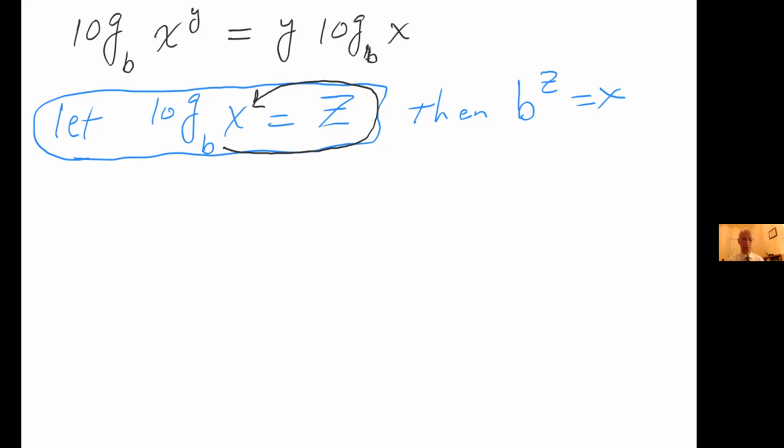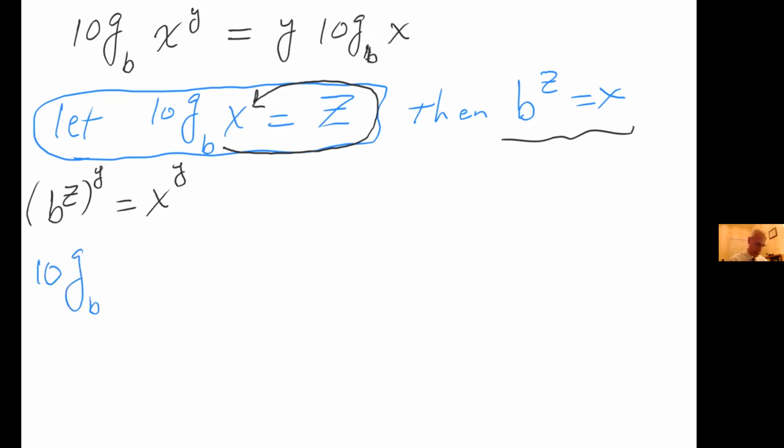Now what I'm going to do is raise both sides of this equation to the power of y. So then I have b to the power of z, to the power of y, equals x to the y. Notice I didn't break any algebraic rules. I didn't do anything wrong. So now I'm going to go ahead and take log of both sides. If I take log base b of both sides, I have log base b of b to the power of zy, remember power of a power, z times y, equals log base b of x to the power of y.